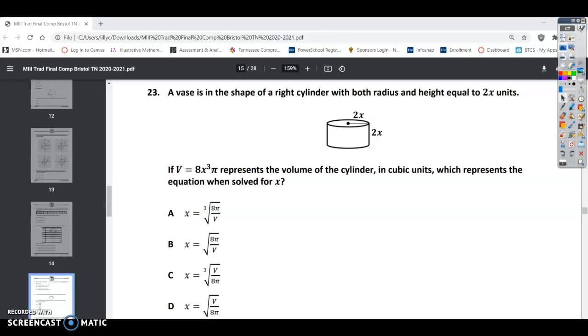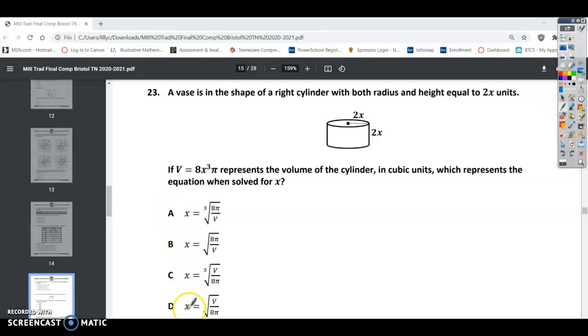Math 3, final benchmark, number 23. A vase in the shape of a right cylinder with both radius and height equal to 2x units. If the volume equals 8x cubed times pi represents the volume of the cylinder in cubic units, which represents the equation when solved for x?